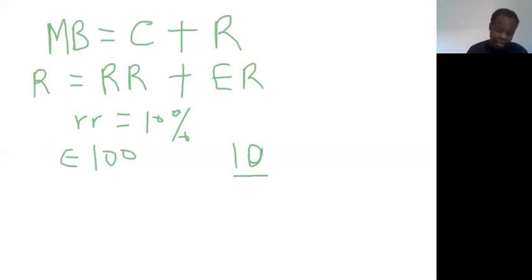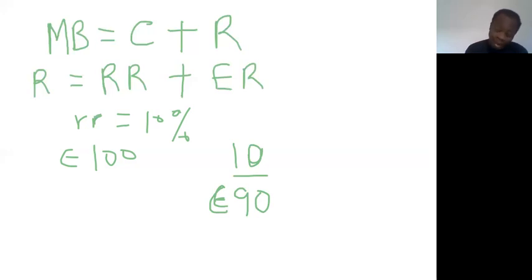That is the required reserve. And then they give out the 90 euros. They can give this 90 euros out as loans to people who are in need of money, right? So that is the percentage we are calling the required reserve.